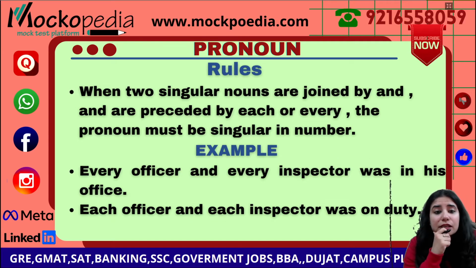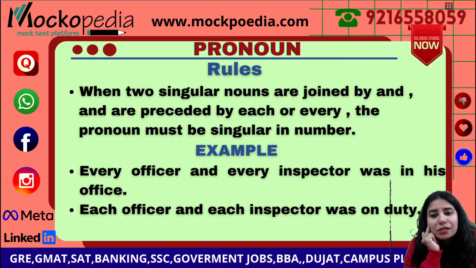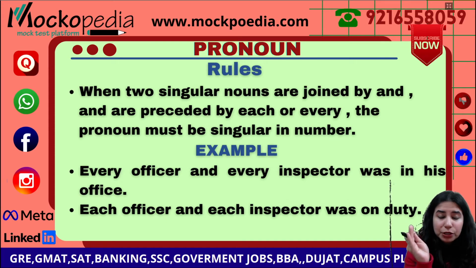Further, let's learn this rule, a very interesting rule and a very important rule. When two singular nouns, please mention, see this, that we are talking about two singular nouns, are joined by and, and are preceded by each or every, then the pronoun must be singular in number. Oh my god, this is such a long sentence. This is actually confusing me.